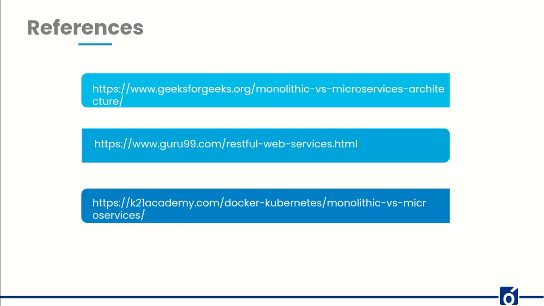Here are the references for Geeks, and from there you can easily understand the concept of monolithic and microservices. And for Go99 you can see everything about how we can test RESTful APIs with the help of an automation tool and so on.